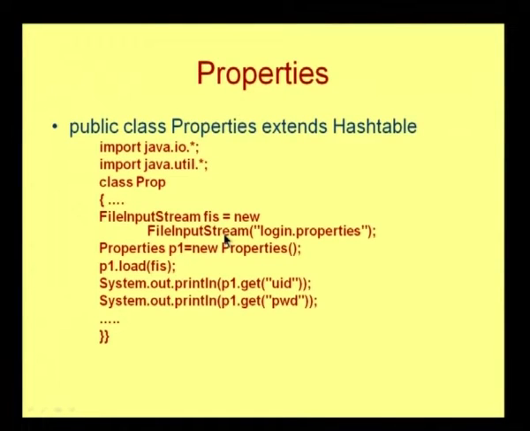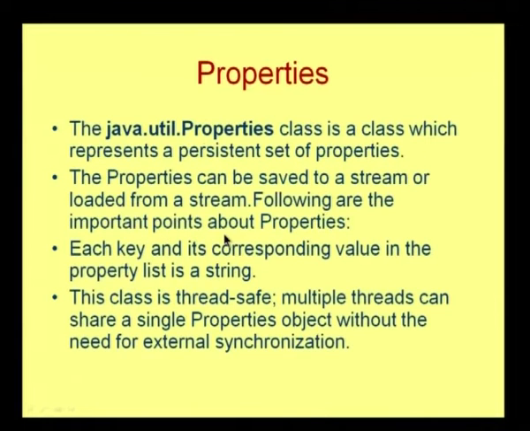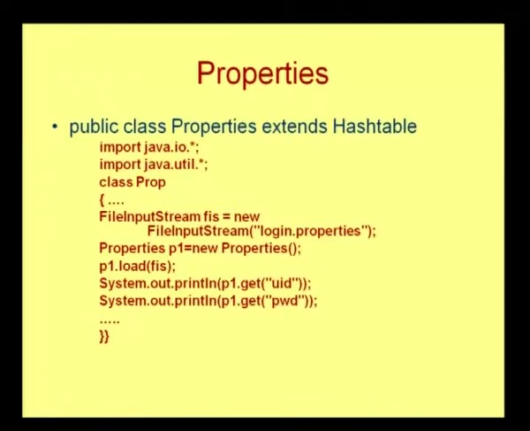You can see that I have written a class called PROP, in which I have a FileInputStream. I already told you that the properties can be stored to a stream or loaded from a stream. It means that a Properties object should always be associated with a file. In that file I am going to store the properties, as well as retrieve them. I can load the properties that are available in the property file.